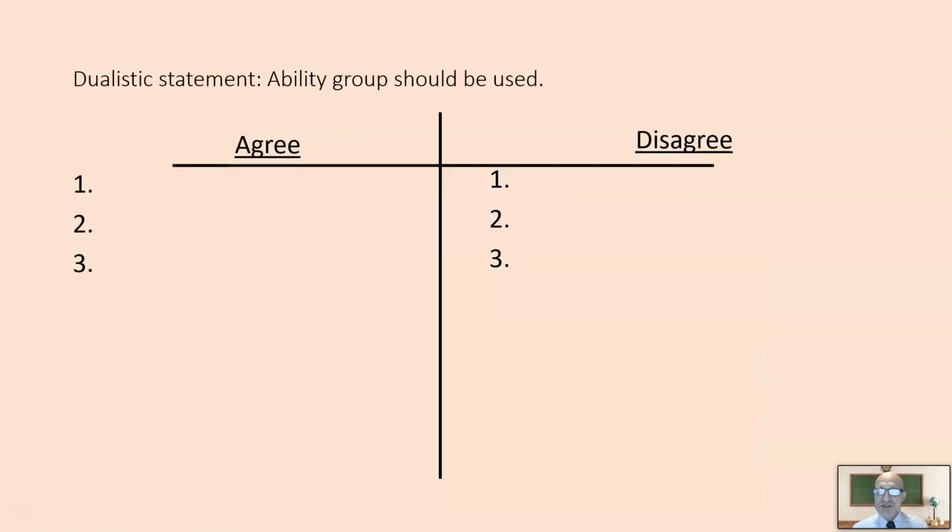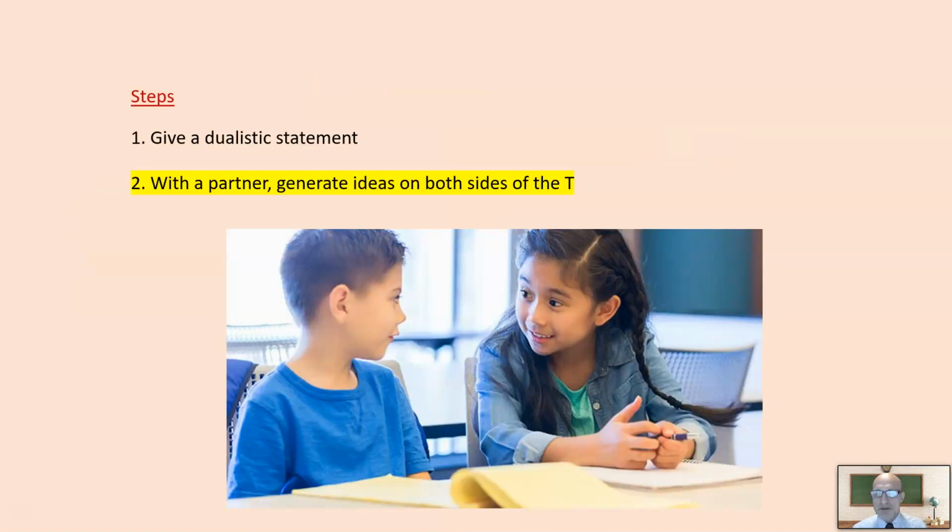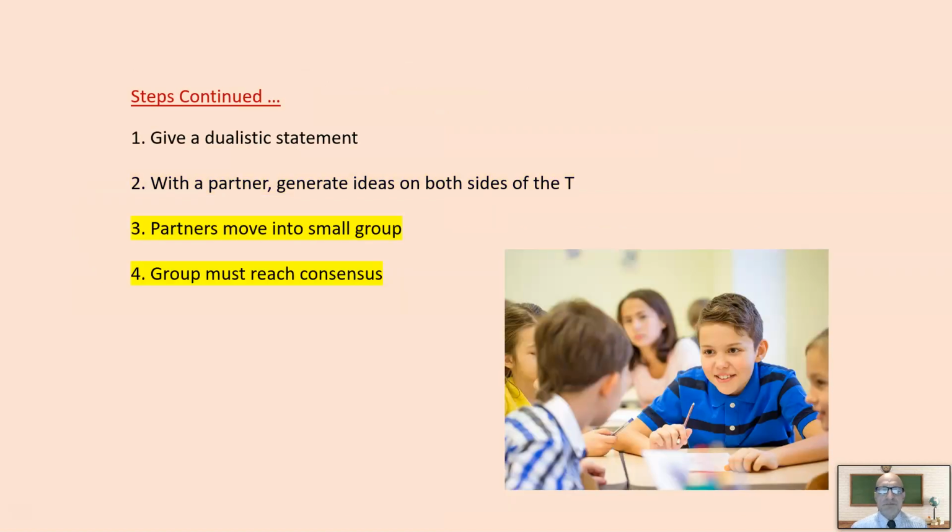And again, this is appropriate for a college age audience who are looking to become teacher educators on a literacy methods course, not for elementary kids, so don't use this topic, but find your own. Generate ideas on both sides of the T. Then the partners move into small group, meaning they find another pair to create buddy groups or small groups. All right? The job there is to reach consensus.